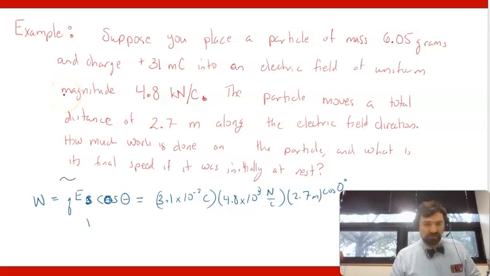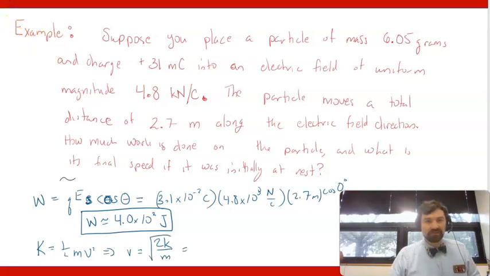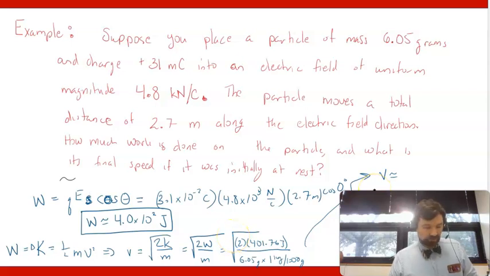This gives a total work done of 401.76 joules. With 2 significant figures, we would maybe call that 4.0 times 10 to the 2 joules. So that's how much work has been done. We can then use the kinetic energy, K, is 1/2 mv squared, which means that v is equal to the square root of 2K over m. So that gives us, after some unit conversions, a total speed of about 364 meters per second.